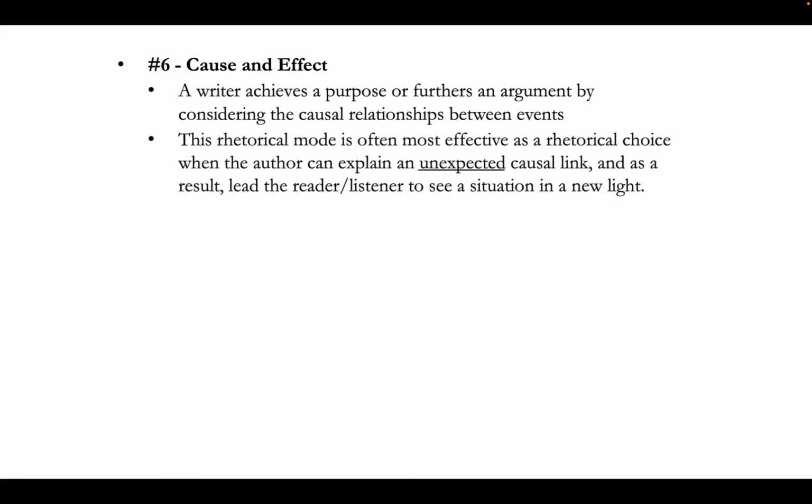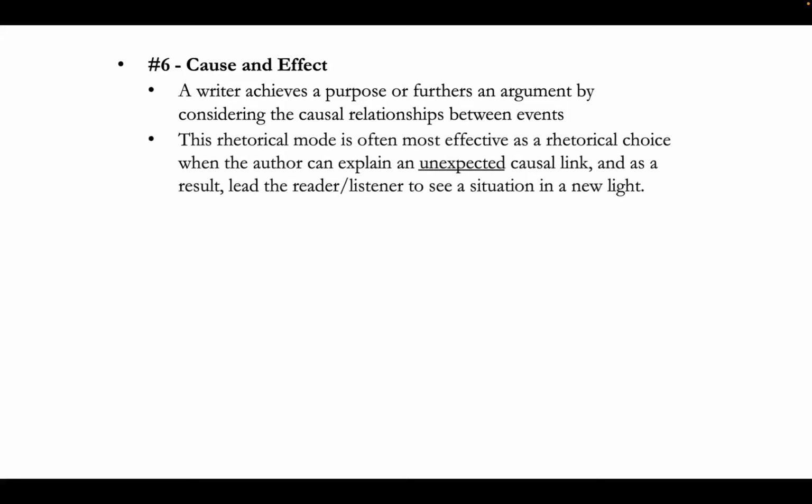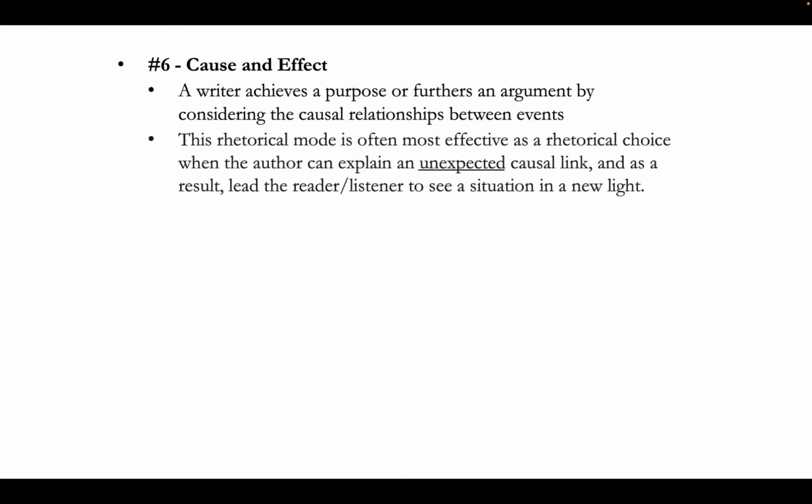All right. Number 6 is cause and effect. This is where a writer achieves a purpose or furthers an argument by considering the causal relationships between events. Careful with that word causal there. It's not casual, it's causal relationships. Now, essentially what that means is X caused Y, or Y is the result of X. That is what it means.